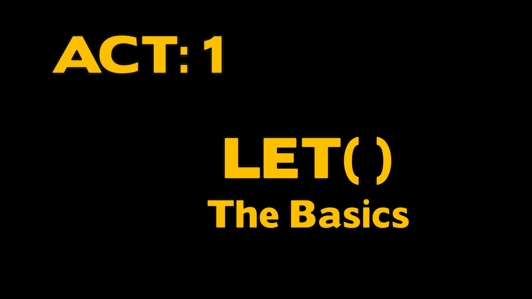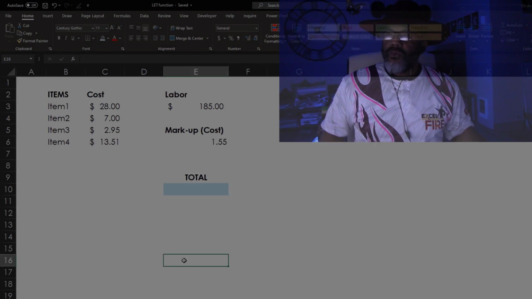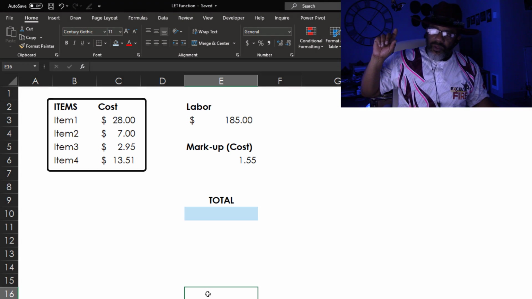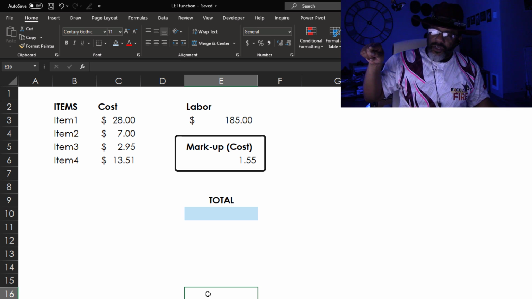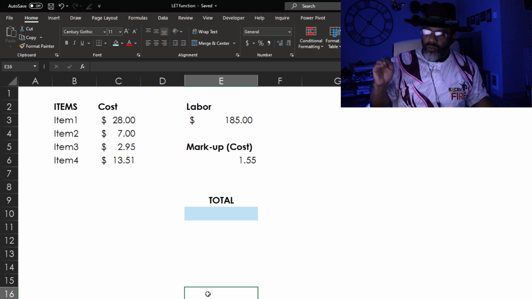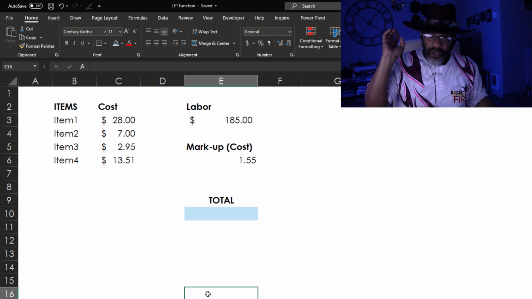Act one. Here we've got three sets of data: the items and cost, and then the labor, and then the markup that gets applied to the cost. We wanna get a total. Let's do LET.